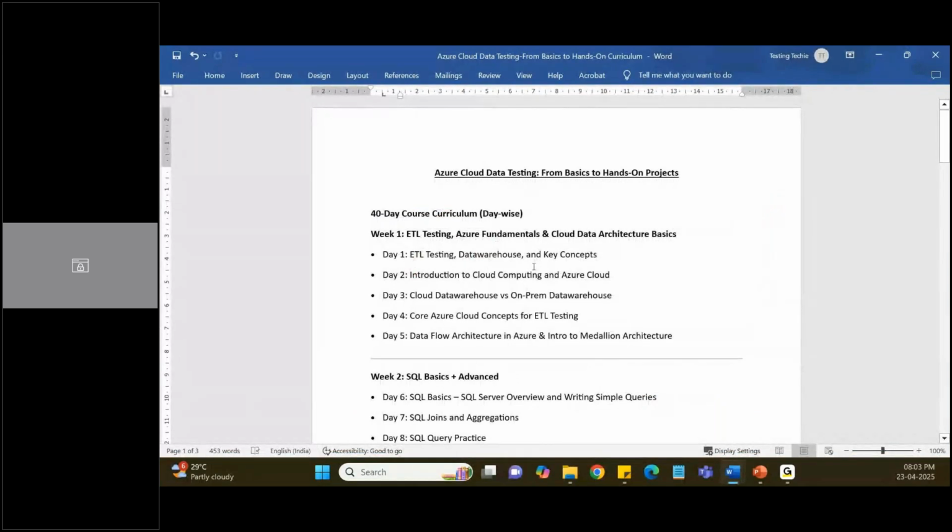This is a 40-day course. Every day we will be having 1 hour sessions where we'll be focusing on Azure Cloud Data Testing or ETL testing. We will cover from basics with hands-on projects. So we'll cover SQL basics as well as Azure Cloud Data Testing. In week 1 we will be covering the testing concepts, Azure fundamentals, and different cloud architectures.